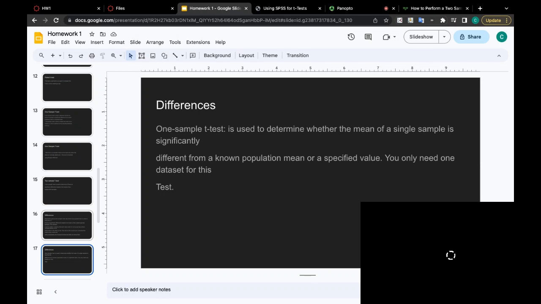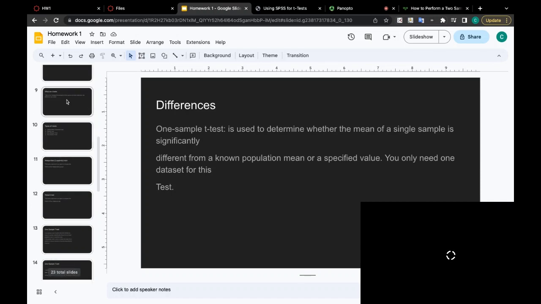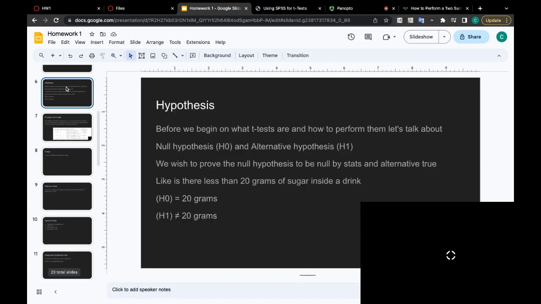The one-sample t-test is used to determine whether the mean of a single sample is different from a known specified value. You need only one data set for this. It's like grams of sugar inside a Coke. We're checking to see if it has that 20 grams.